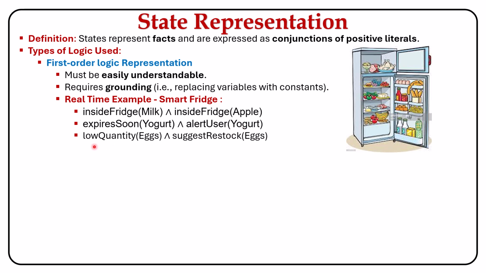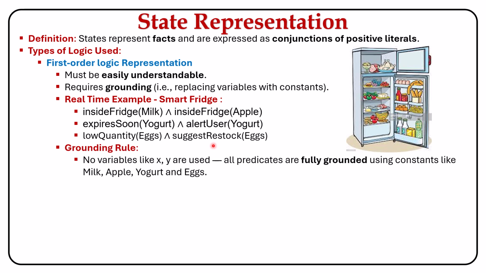The third statement is low quantity of eggs and suggest restock of eggs. So this first order logic represents that the quantity of egg is low inside the fridge. So the fridge suggests the user to restock the egg inside the fridge. Now let's check out the grounding rule. Here we have not used any of the variables such as x and y. Instead, we have used all the predicates which are all fully grounded using the constant like milk, apple, yogurts and eggs.